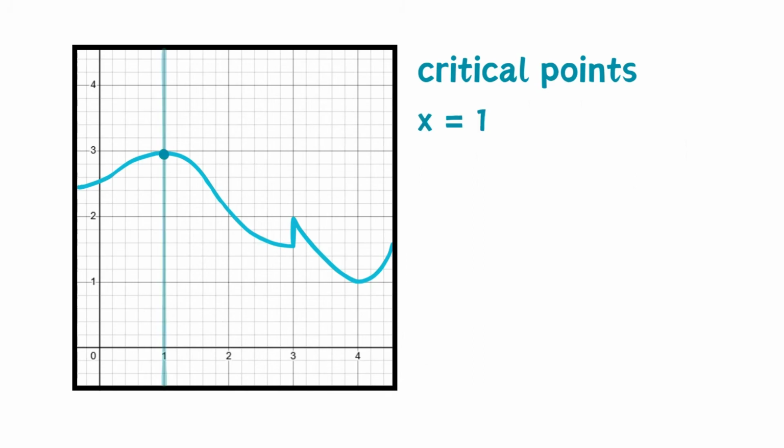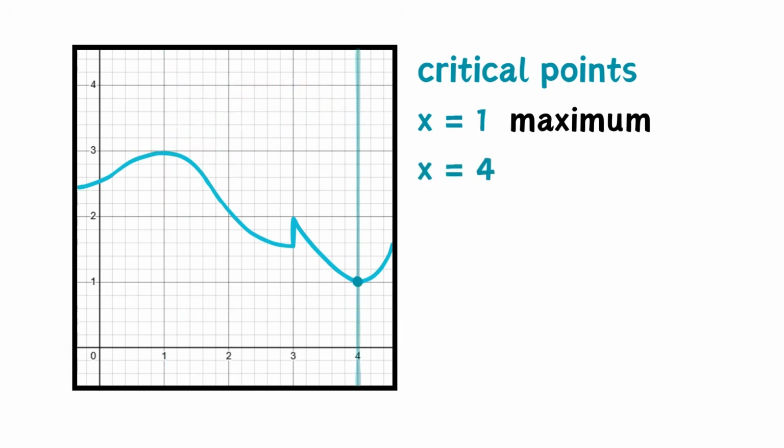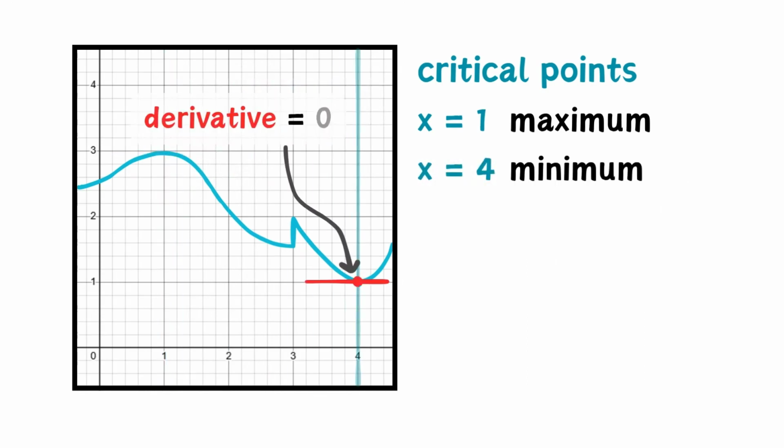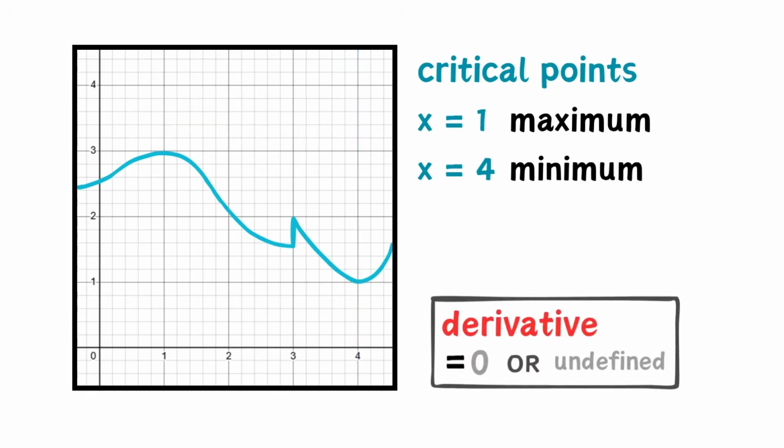Well, when x equals 1, we have a maximum, so that's definitely a critical point. When x equals 4, we have a critical point because we have a minimum. Now, remember that as long as the derivative for a point equals 0 or is undefined, we call that point a critical point. There is another critical point on this graph. That's when x equals 3.